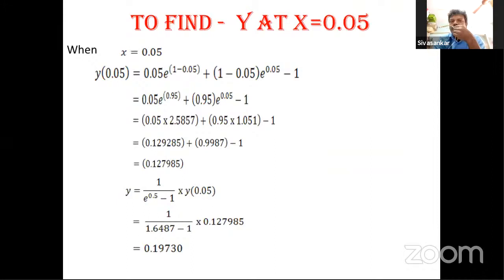Then we have to put another limit to find the value of y. That is the value of y at x equal to 0.05. When x is equal to 0.05, y of 0.05 is equal to 0.127985. We have to substitute this value in the below equation. Then we would be able to find the value of y. That is equal to 0.19730. Next.